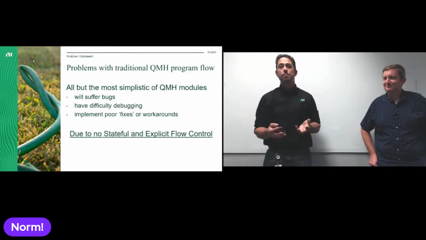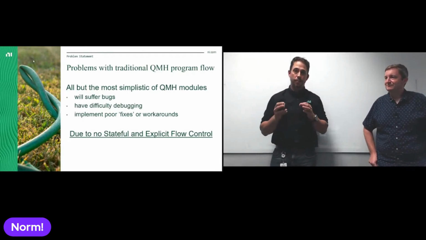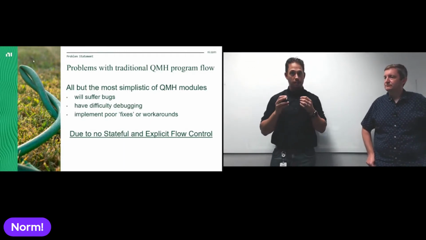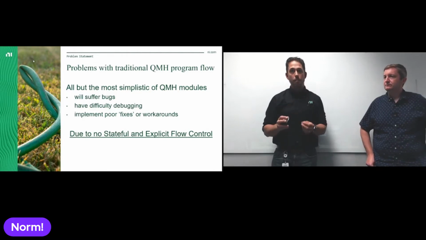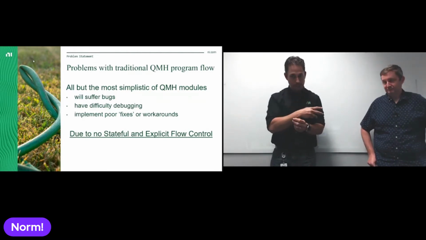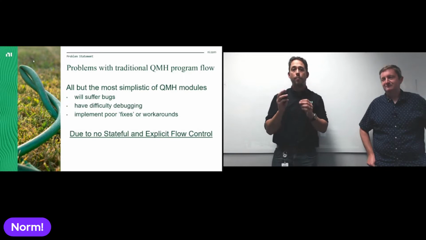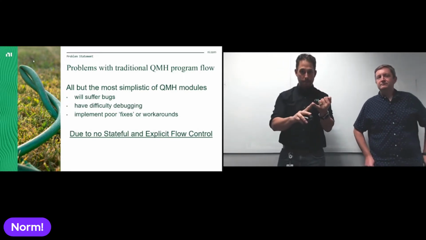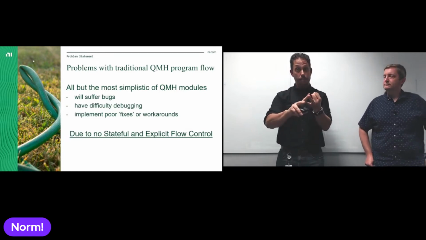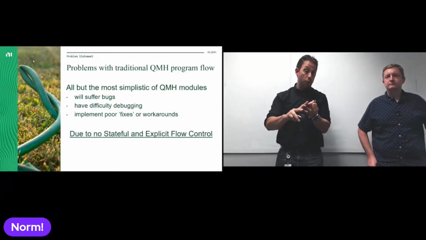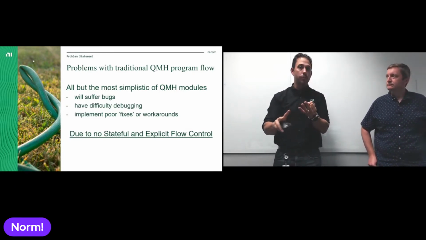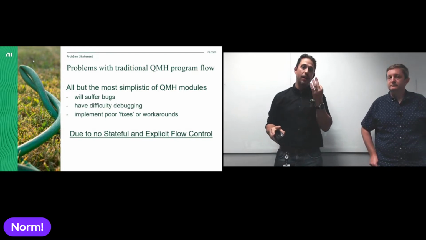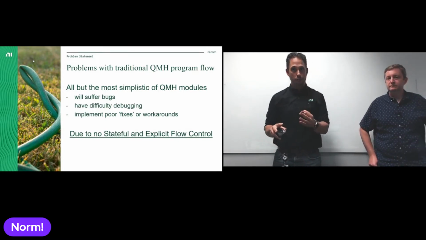I appreciate it. And if it hasn't been clear at this point, the idea with the traditional QMH, and this is the big problem statement, is that all but the most simplistic QMH modules will suffer bugs, have difficulty debugging, or implement poor fixes or workarounds due to no stateful and explicit flow control.